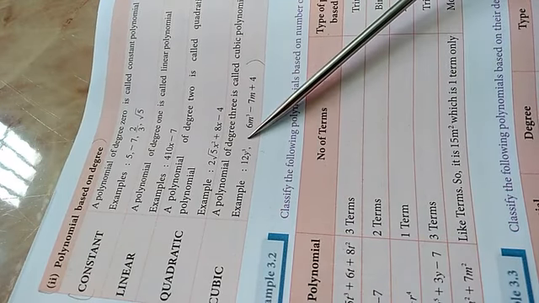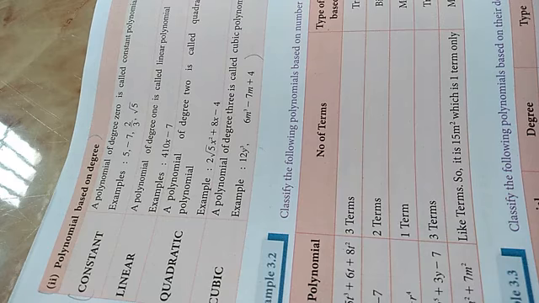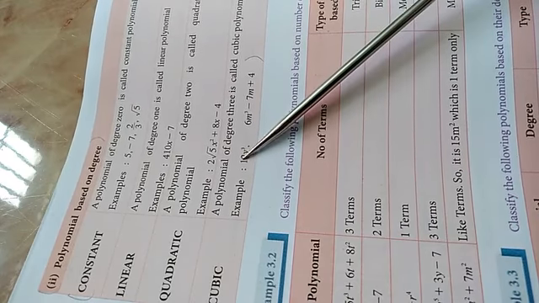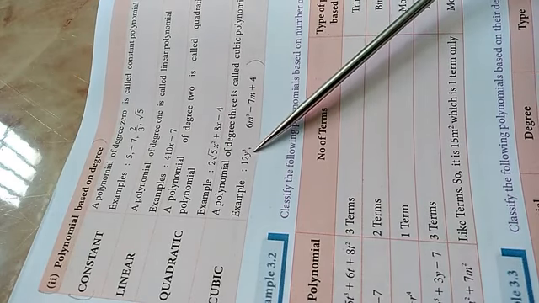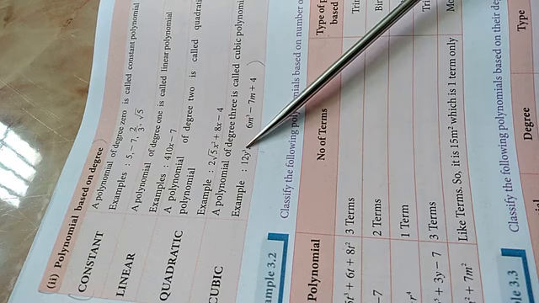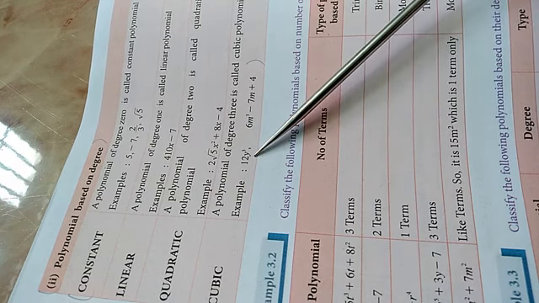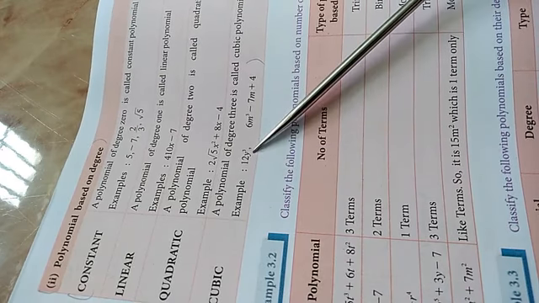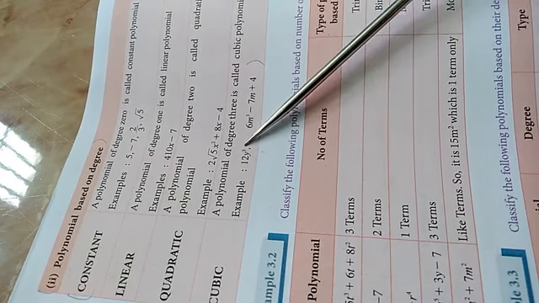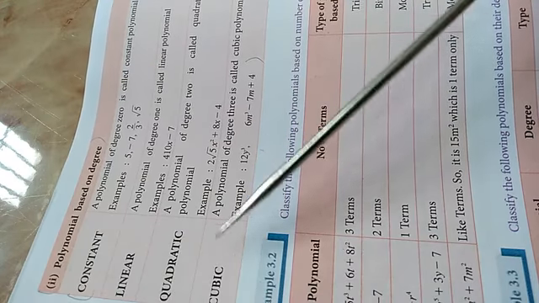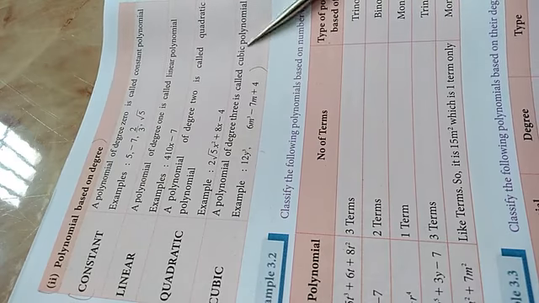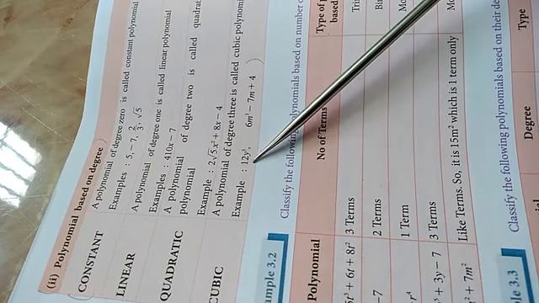Now cubic polynomial. A cubic polynomial doesn't need 3 terms or 4 terms. It may consist of only one term also, but in the term the variable should have the exponent 3. If the highest power of the variable is 3, that expression is known as a cubic polynomial. The polynomial of degree 3 is called a cubic polynomial. For example, 12y power 4.